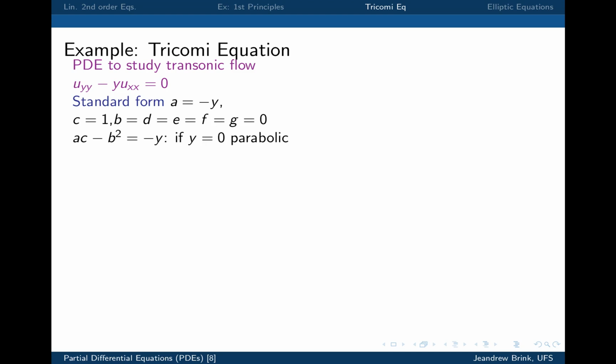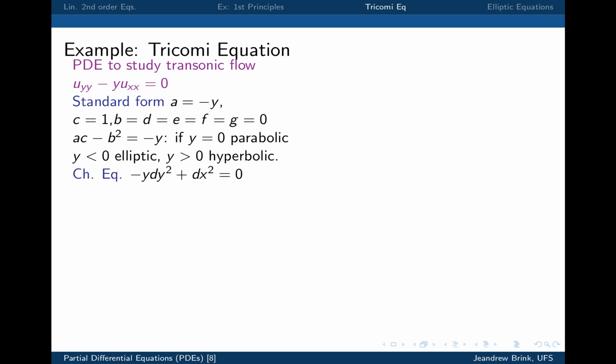And so let's just write them down. So if y equals 0, you're parabolic, so you have one characteristic solution. If y is less than 0, you're elliptic, so you have no real characteristics. If y is greater than 0, then you're hyperbolic.